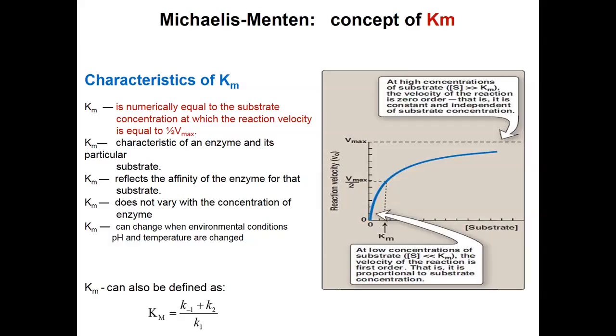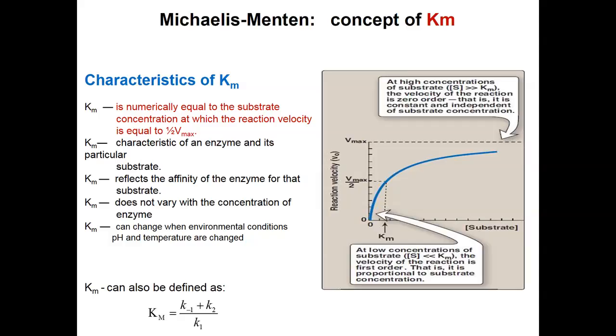Remember, for hemoglobin, the P50 is lower, the affinity is what? Higher, exactly. Same thing applies here. When the Km is lower, the affinity is higher. When the Km is higher, the affinity is lower. Okay, good.